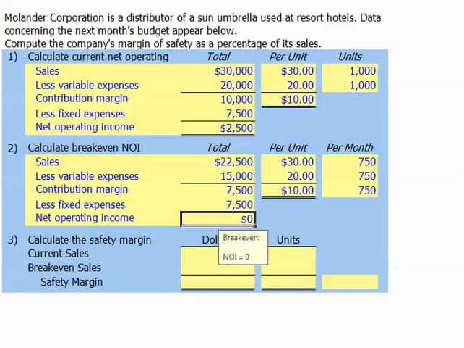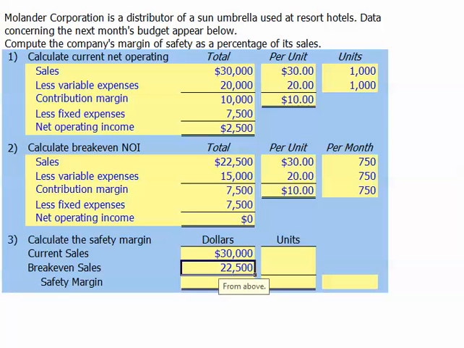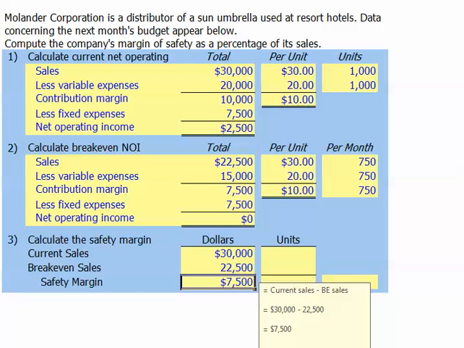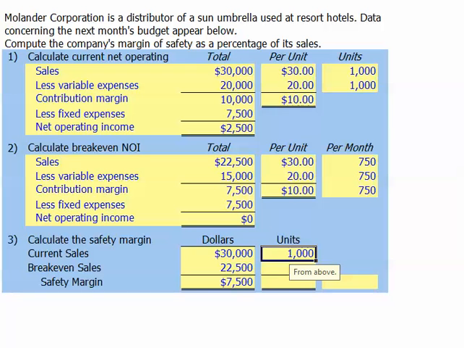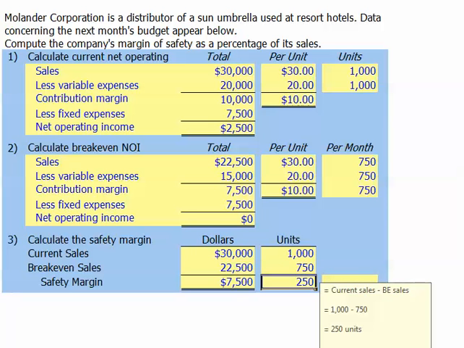Let's go ahead now and calculate our margin of safety. Our margin of safety is the difference between our current sales, which we're told were $30,000, and our break-even sales that we calculated as $22,500. Our margin of safety then is $7,500. On a unit basis, our current sales are 1,000. Our break-even sales were 750. So our safety margin in units is 250 units.